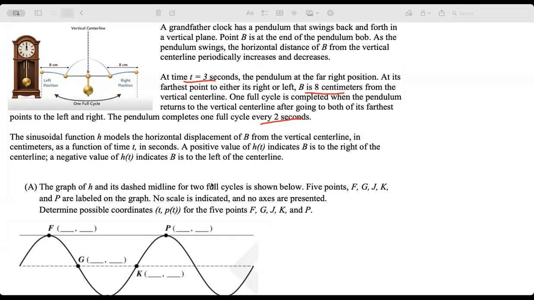Two seconds, right? So at t equal to 3, the pendulum is far in its right position. So it's way up there. And then it takes 2 seconds to complete the cycle. Period is 2 seconds. So guys, if you're not able to do it, let me know in chat. I'll do it on the board.